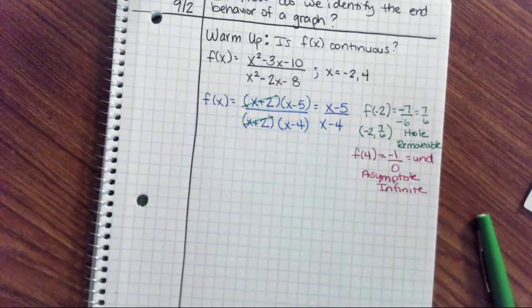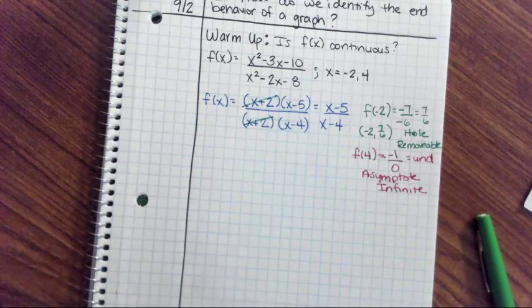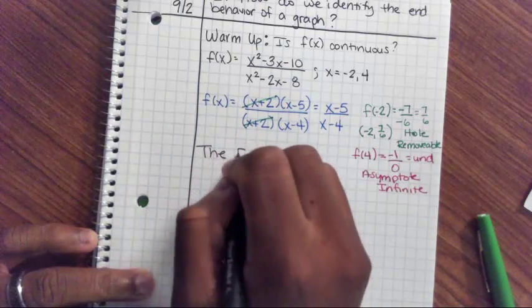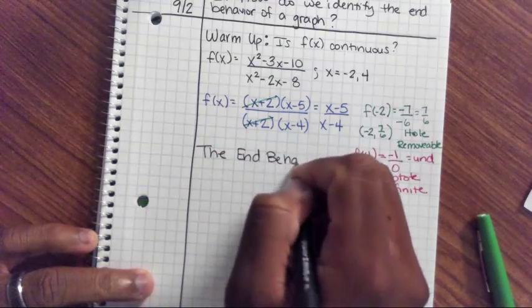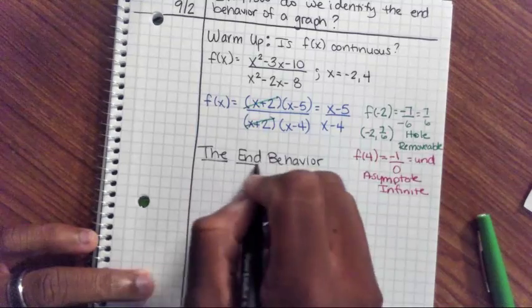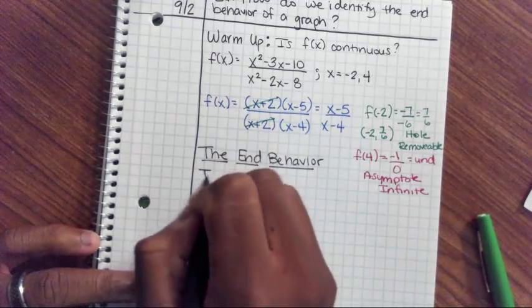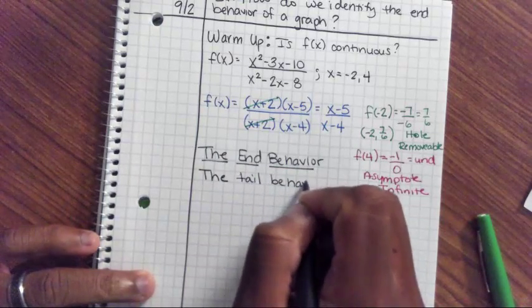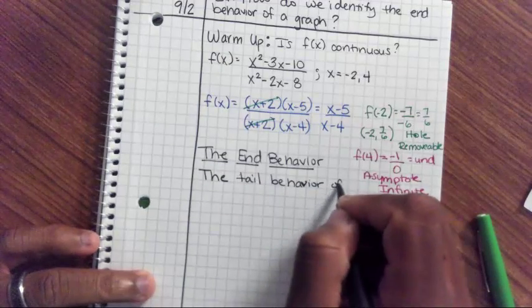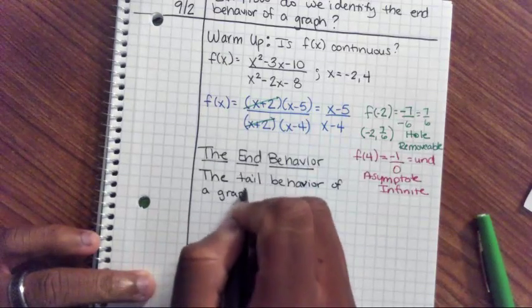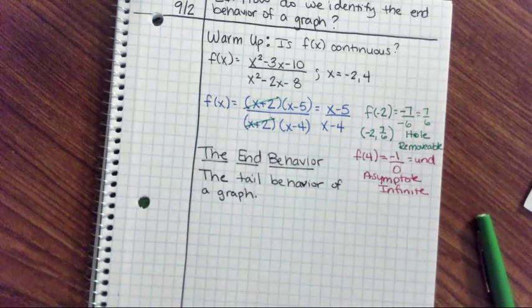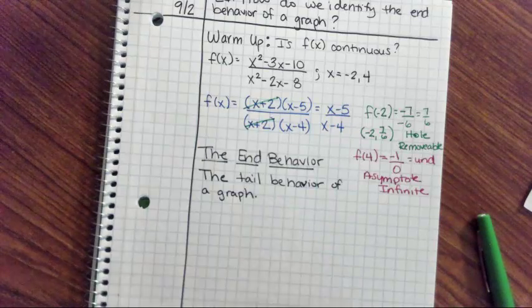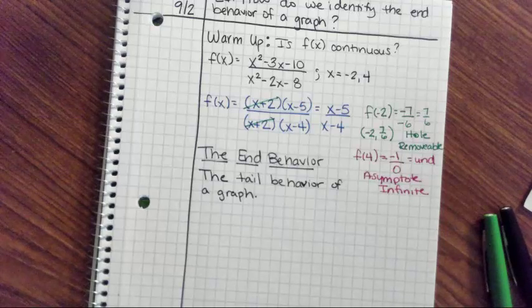Y'all got that? Today we're going to talk about what we call end behavior. And when I talk about end behavior, I'm talking about the tail behavior of a graph. I want to know the tail behavior of a graph. And so every function is going to have two tails. You got that? Every function graph is going to have two tails. I want to know what the two tails are doing as two things occur. And here's what I want to know.